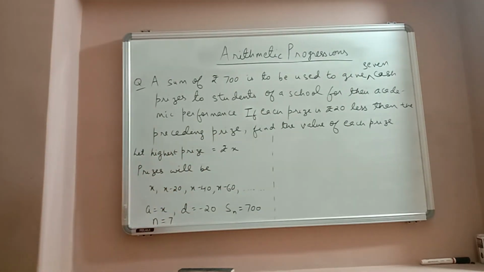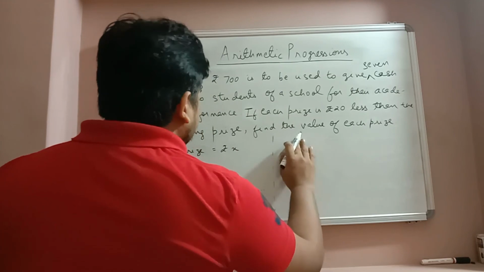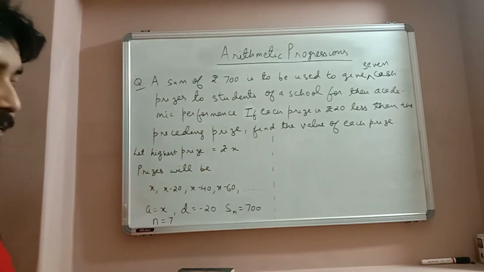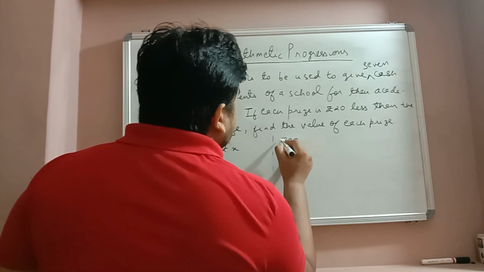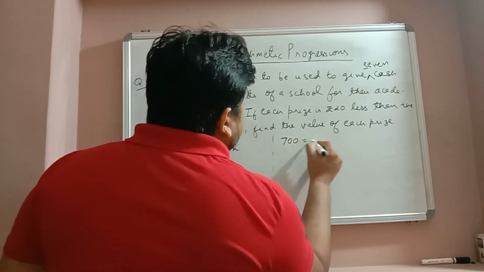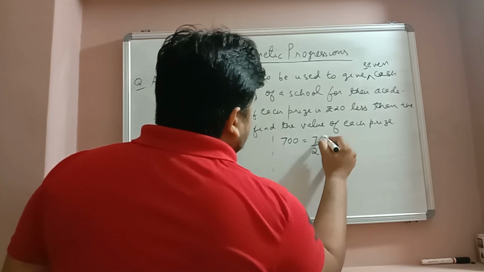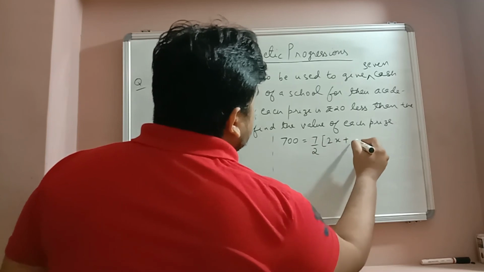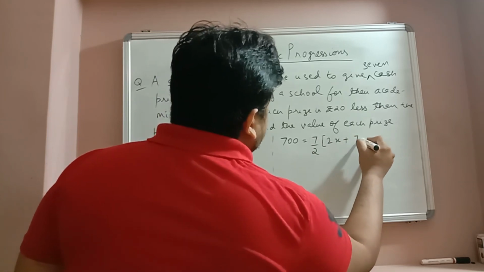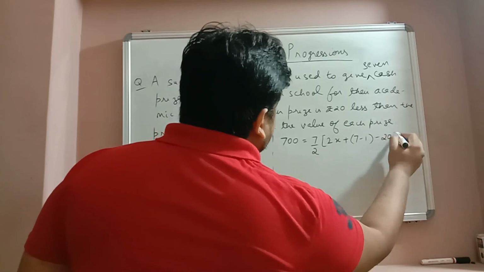Alright, so we have all the information. We will use Sn is equal to n by 2 into 2a plus n minus 1 d in order to find the value of X. So let's apply that. Sn, that is 700, is equal to n by 2, n is 7, by 2 into 2 times X, that is 2a, plus n minus 1, that is 7 minus 1, into d. d is minus 20.